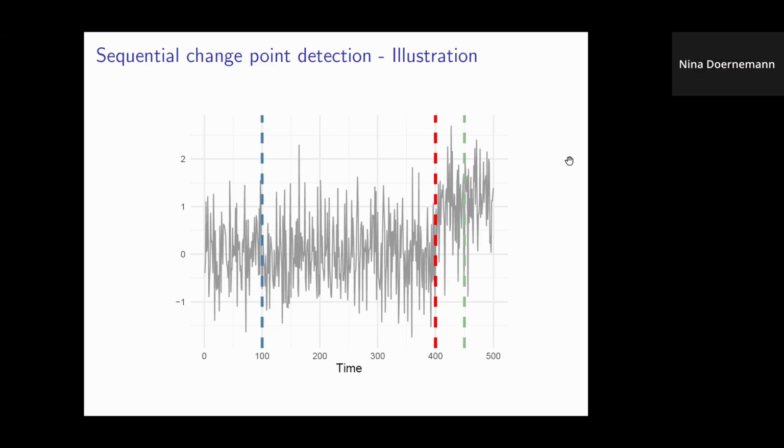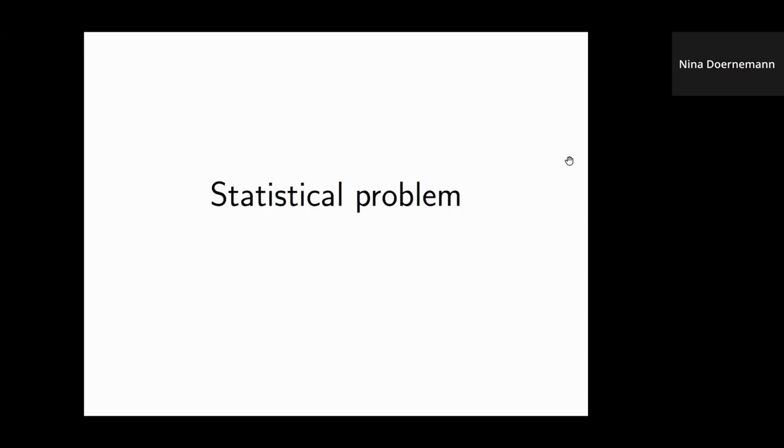So the idea is that we monitor as long as we don't detect the change, and then we stop. Then probably you want to do something about it. For example, if you do wildfire detection, one of the examples in our data set, then you would take some action if you detect the wildfire. Okay, so that's the idea of sequential monitoring.